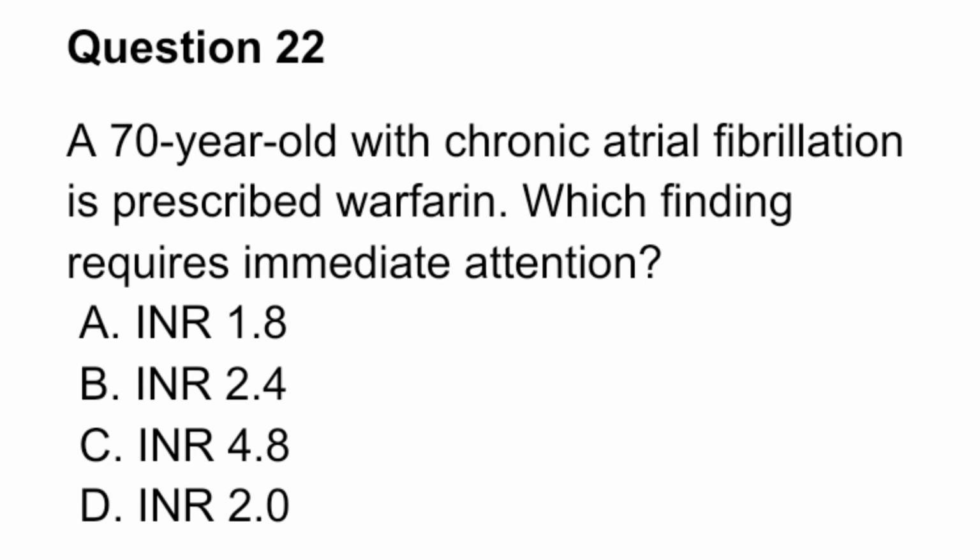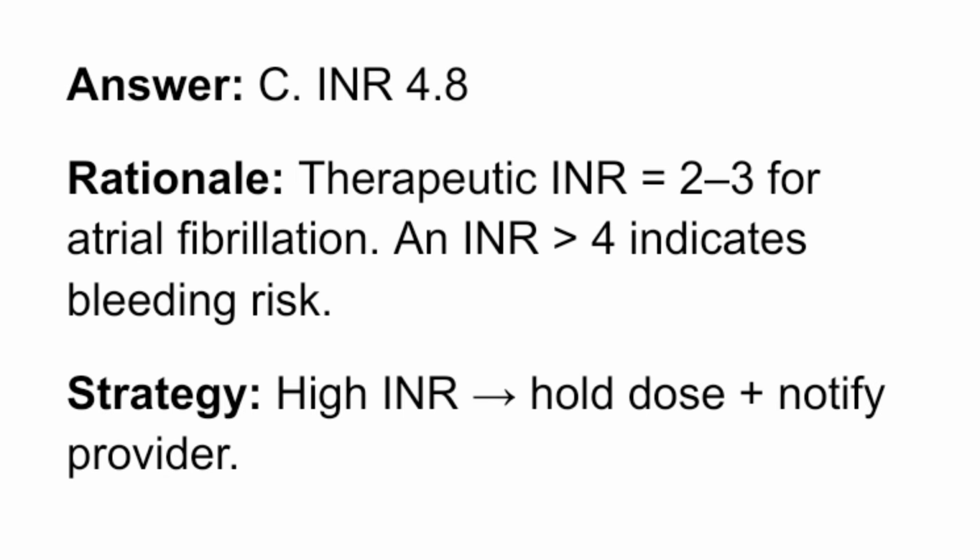Question 22. A 70-year-old with chronic atrial fibrillation is prescribed warfarin. Which finding requires immediate attention? A. INR 1.8. B. INR 2.4. C. INR 4.8. D. INR 2. Answer: C.